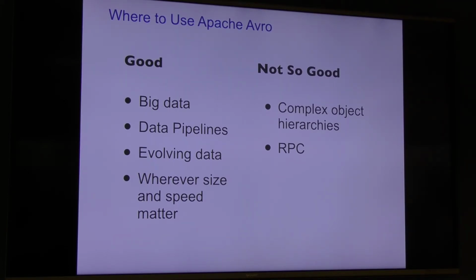Where Avro's not so good, I mentioned RPC. There are other things out there that are better. Also, complex object hierarchies. When Avro flattens objects, it basically uses composition, so you can take hierarchical objects and reconstitute them. But when it gets really complicated, it starts to perform very badly and is not able to map those to a schema in a meaningful way.